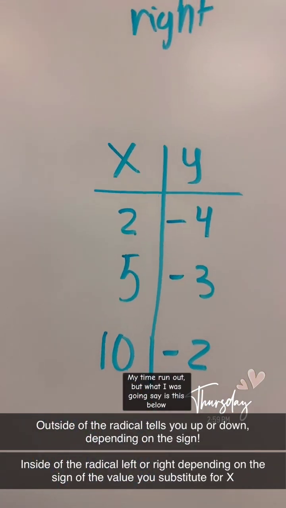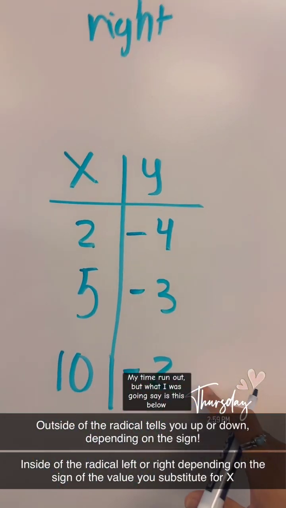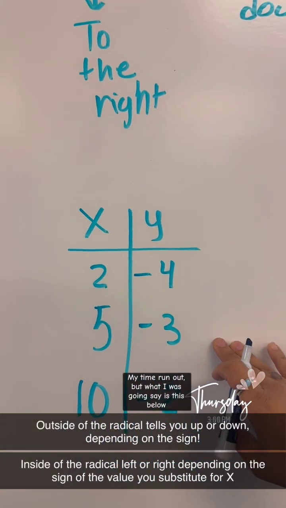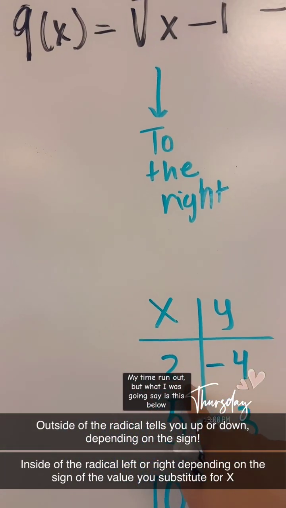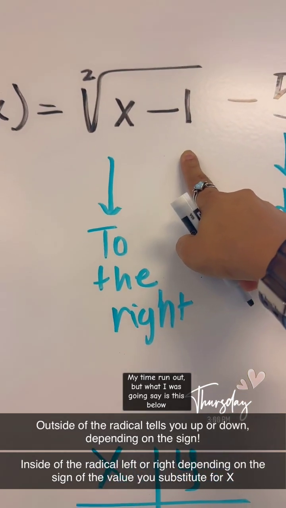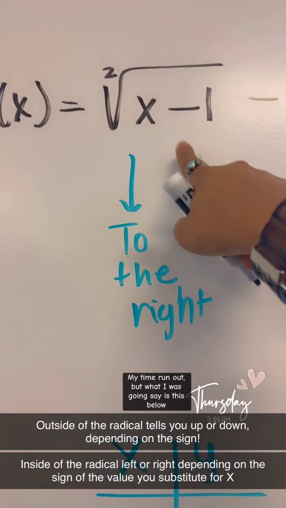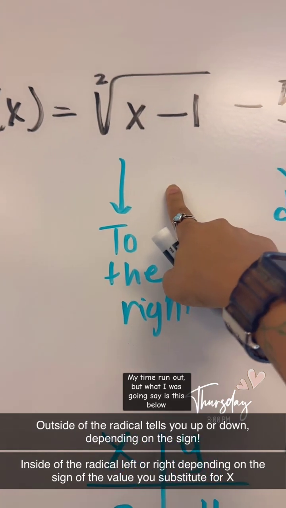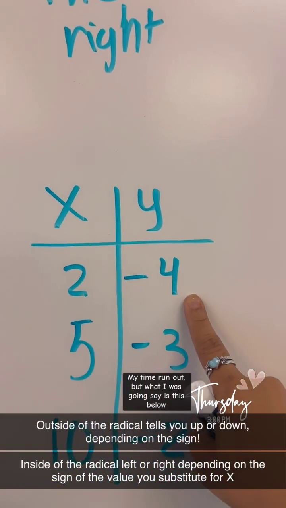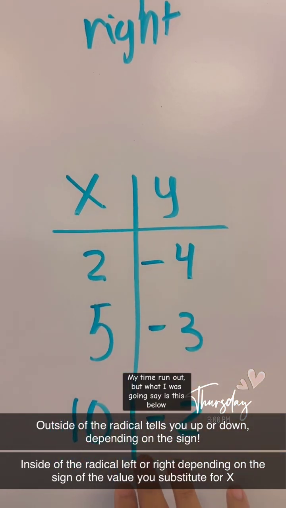If you wanted to know more specific points given this function, you will substitute. Let's say I substitute 2 for x. So I have 2 minus 1 is positive 1. Square root of positive 1 is 1. 1 minus 5, negative 4. And so on, all right?